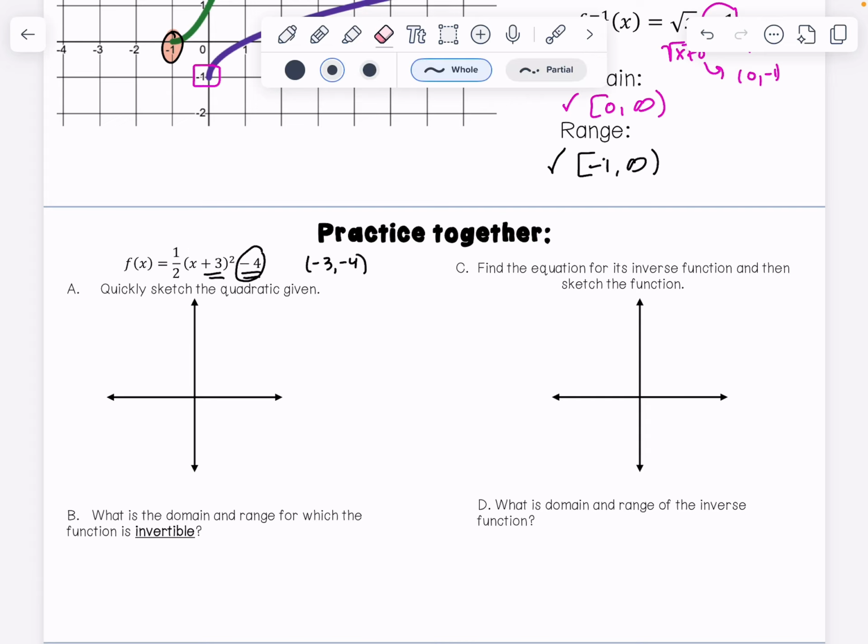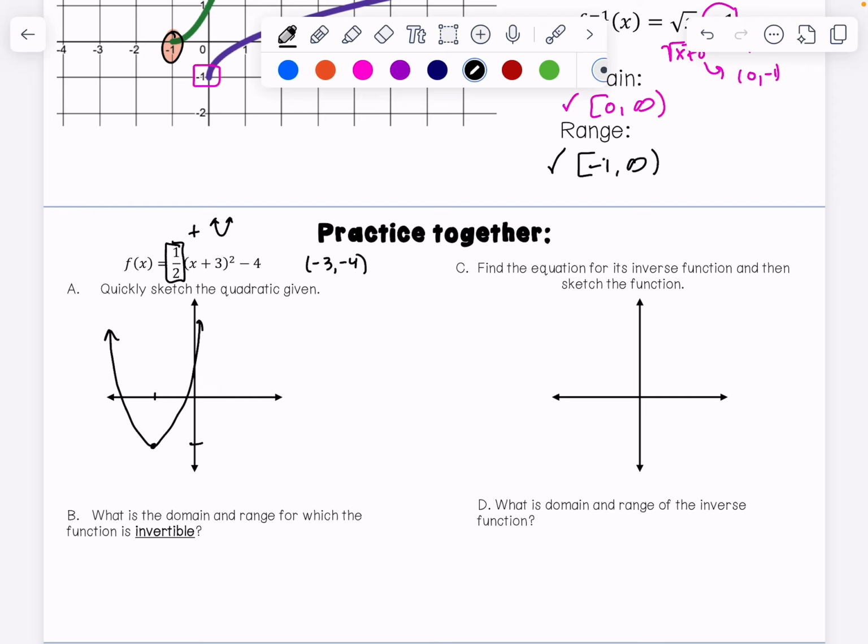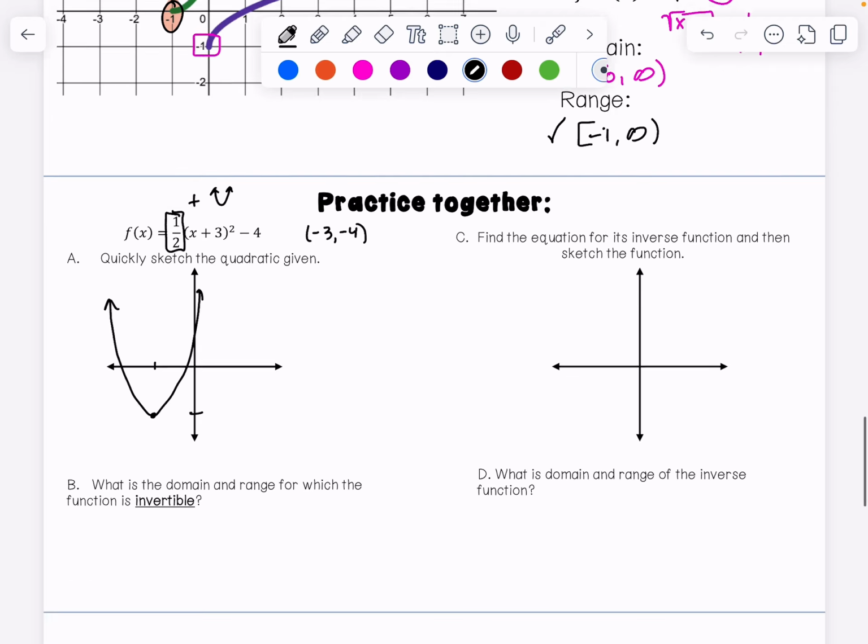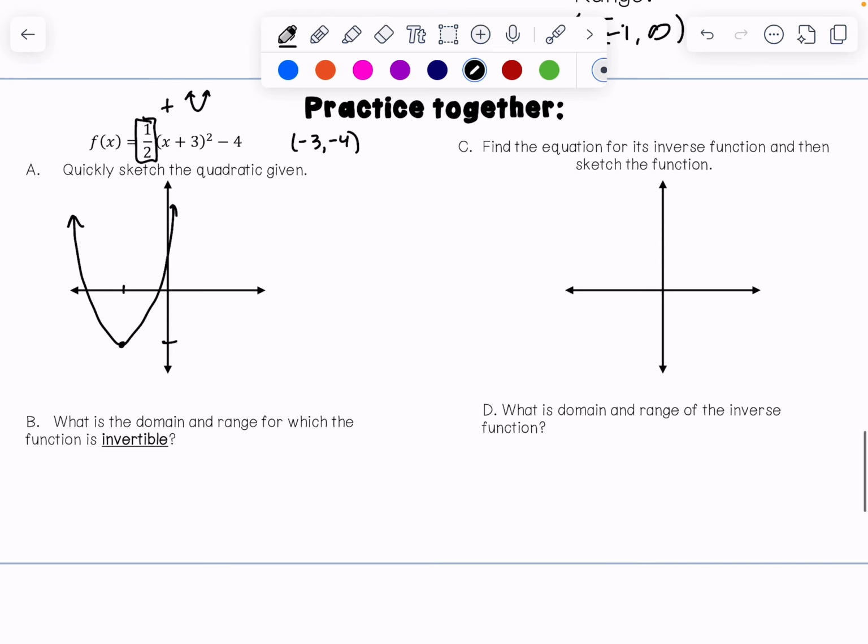The other piece of information that I do need to know is whether or not this parabola is going to open up or down. And I can see that because my a term is positive, it's going to open up. So I'm going to come over here. I'm going to find my vertex, -3, -4. And then I'm going to open this function up. And once again, it doesn't have to be perfect. We're just looking for a sketch here.